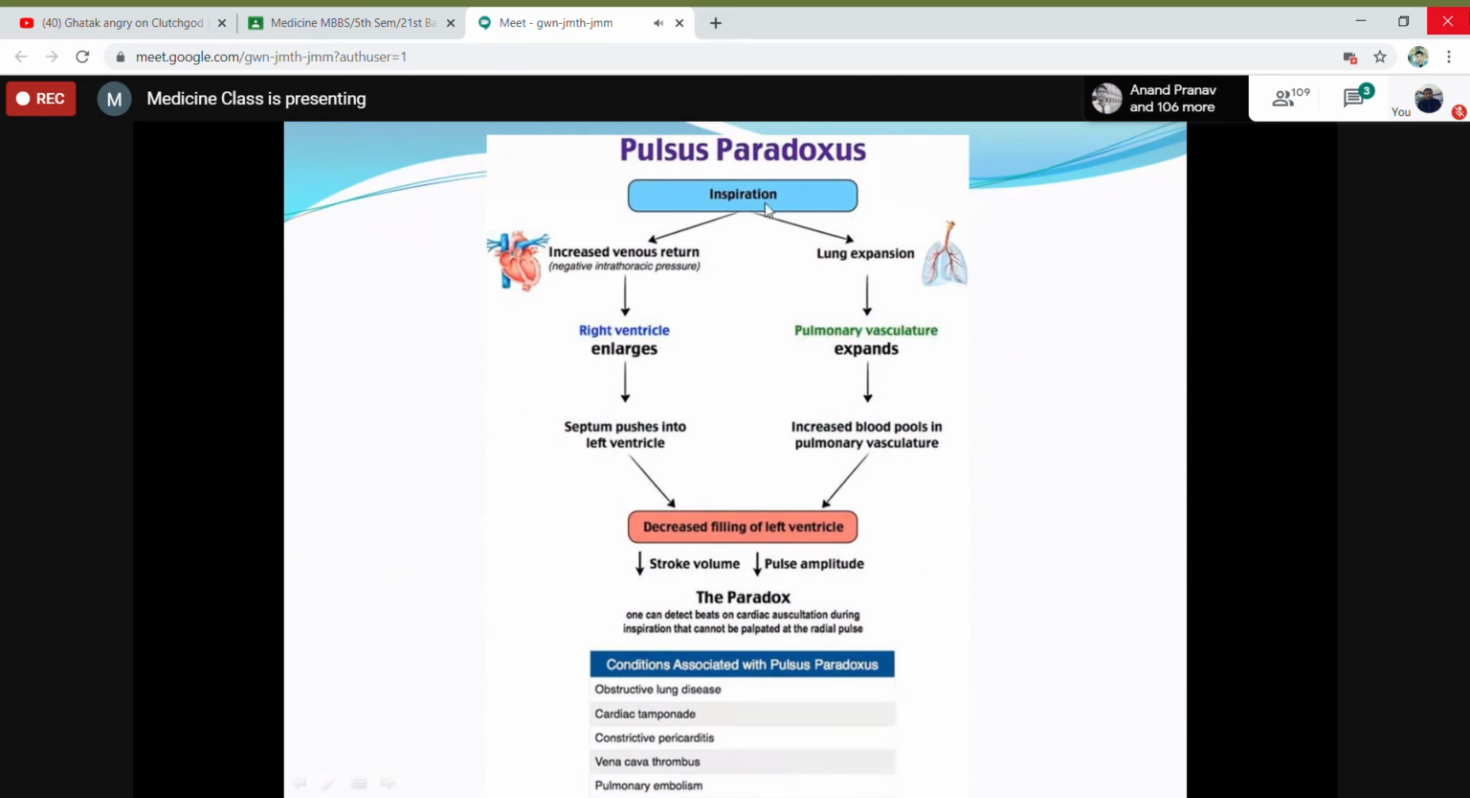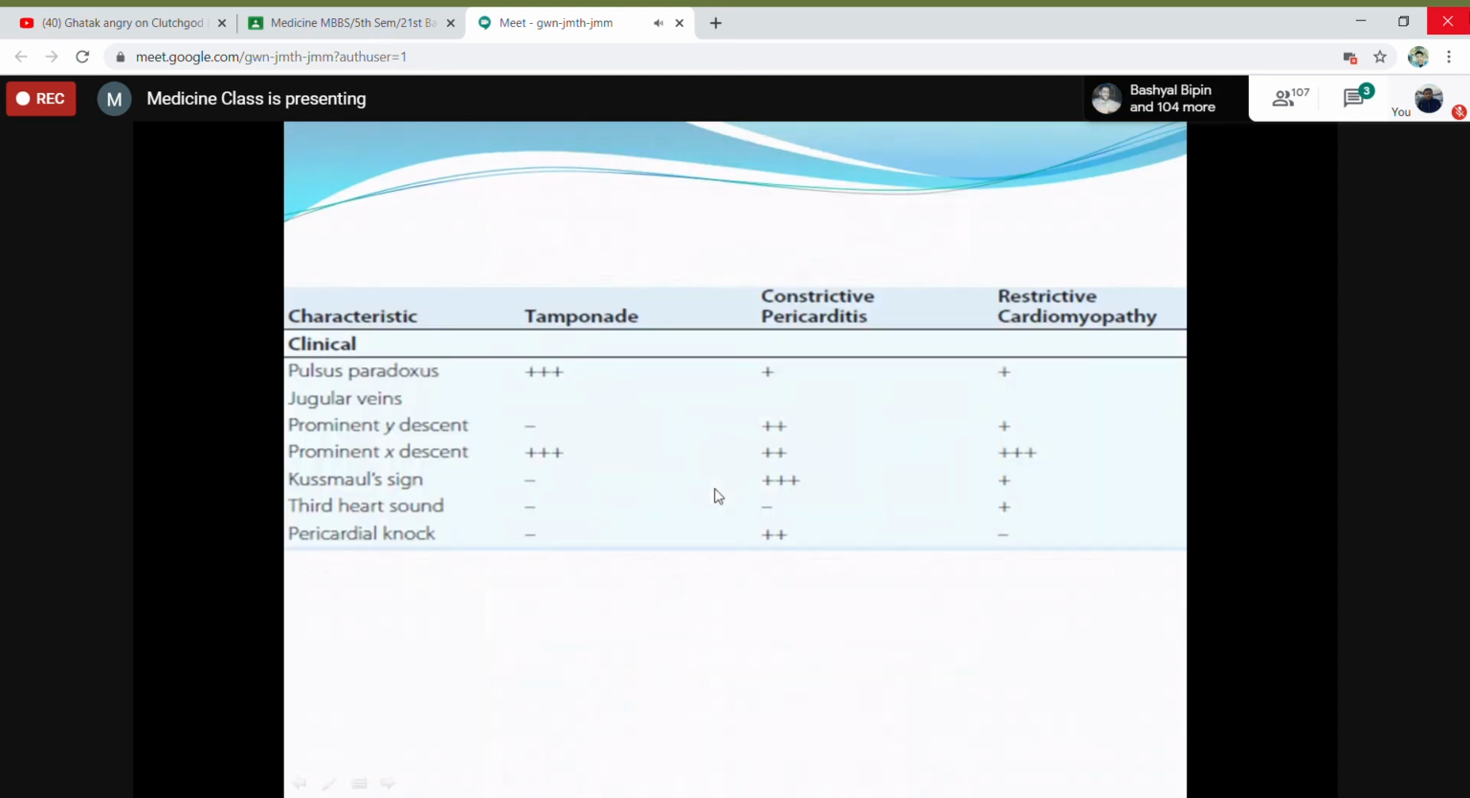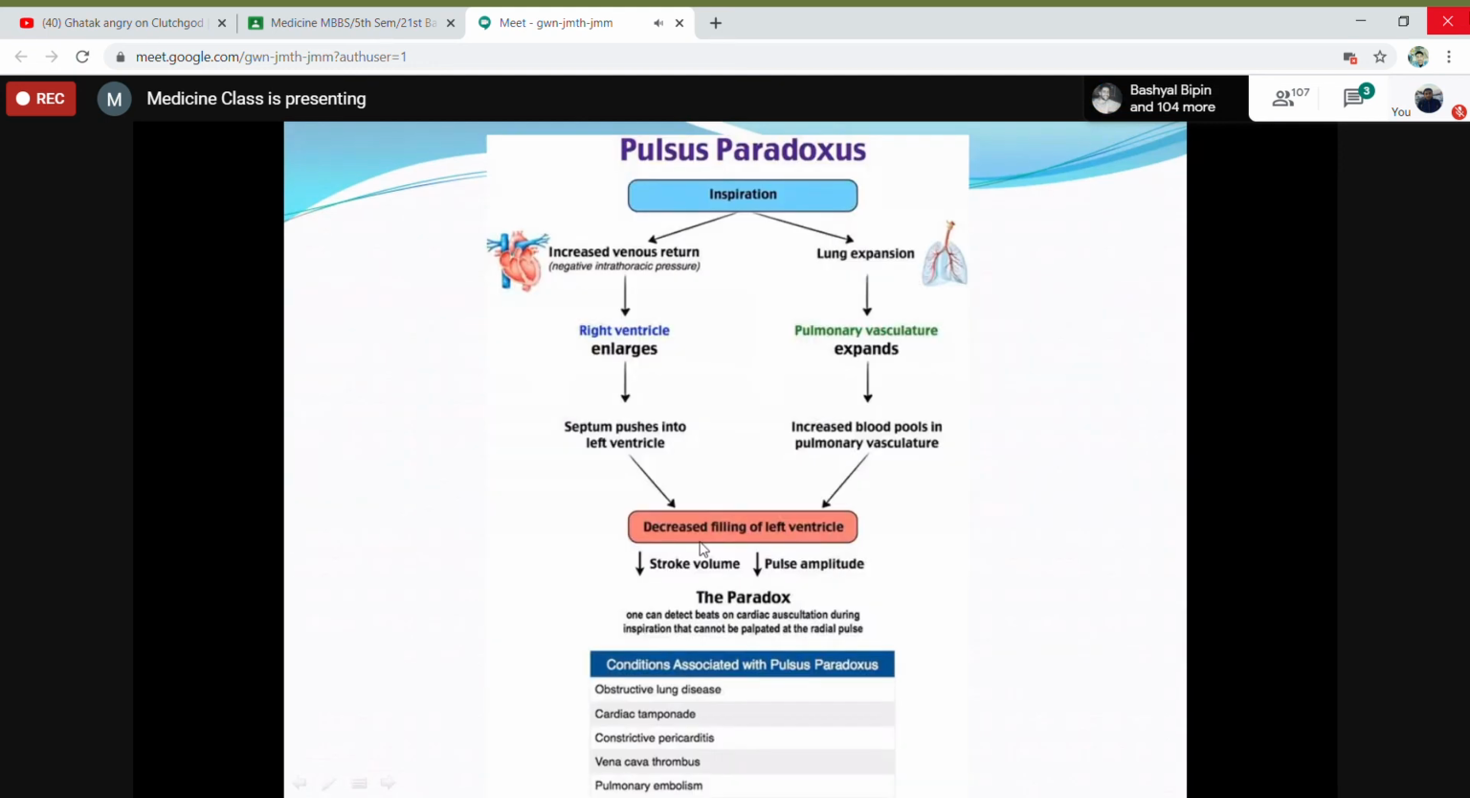Okay, so during inspiration, the lung expands and there will be increased venous return. The right ventricle enlarges, and because of the right ventricular enlargement, the septum pushes the left ventricle. Okay, and this will lead to decreased filling of the left ventricle, which will decrease the stroke volume and the pulse amplitude. Okay, so this causes the paradoxical pulse.